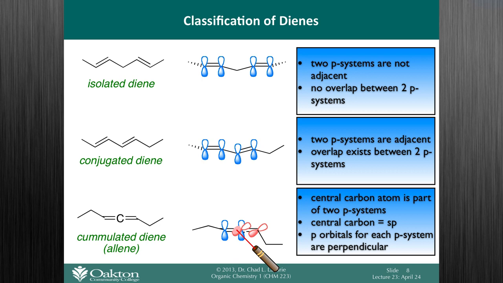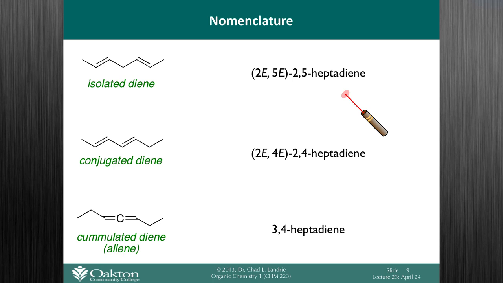When naming dienes using IUPAC nomenclature, be sure to put a di prefix in front of the parent suffix ene to indicate that there are two double bonds. Also, if there are E/Z configurations, those should be listed in parentheses in front of the name. Isolated dienes and conjugated dienes are named in the same way. Because there are no E/Z configurations possible for a cumulated diene, those configurational descriptors do not appear in that name.